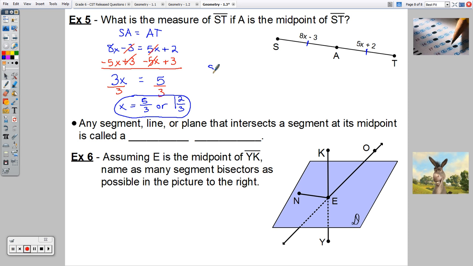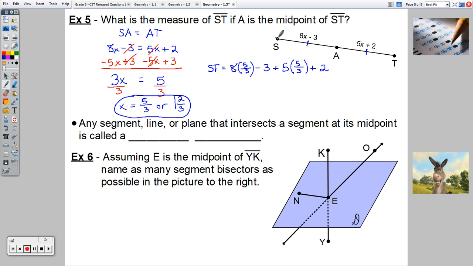So I've got ST is equal to SA, which is 8x minus 3. I just solved for x and got 5/3, so I'm going to plug that in for x. So I have 8 times 5/3 minus 3. That's from S to A. And then from A to T, I would be adding to that 5 times 5/3 plus 2.